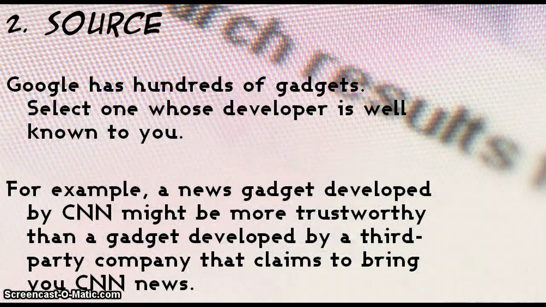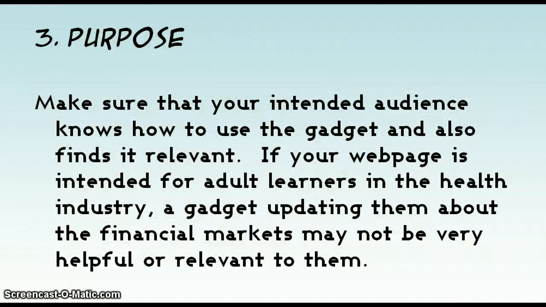Next thing you need to consider is the source. Where does the gadget come from? The information on the gadget needs to be developed by a reliable source. Google has hundreds of gadgets, and you need to select one whose developer is well known to you. For example, a news gadget developed by CNN might be more trustworthy than a gadget developed by a third-party company that claims to bring you CNN news. So make sure you do your research before you select the gadget.